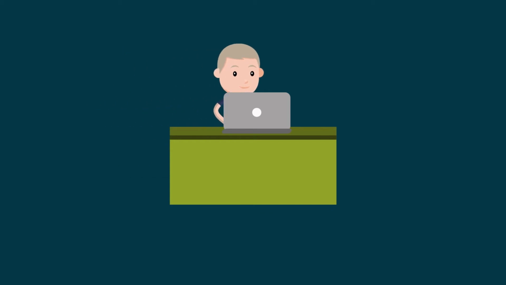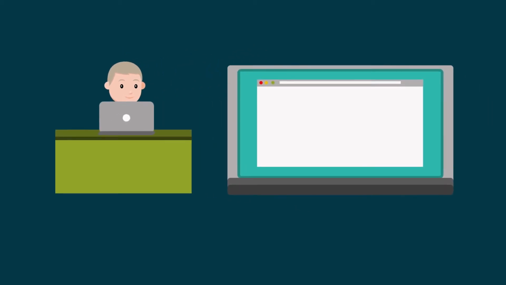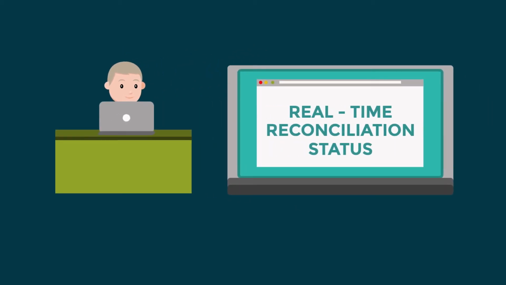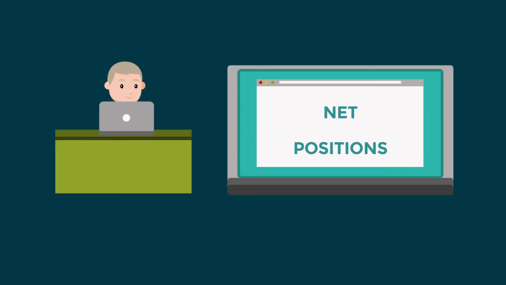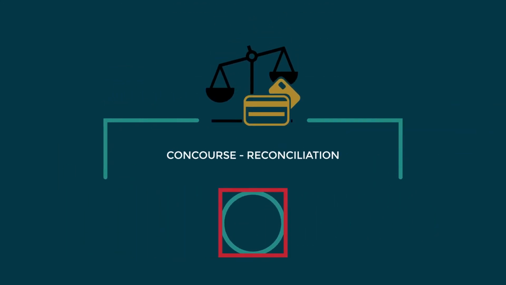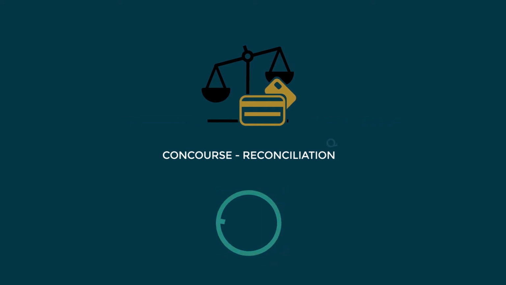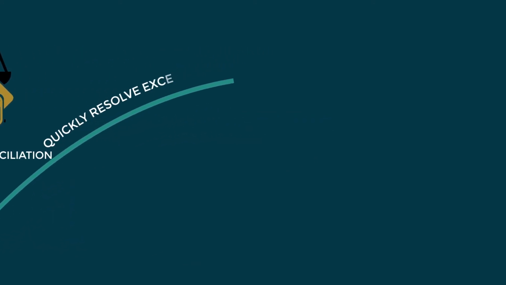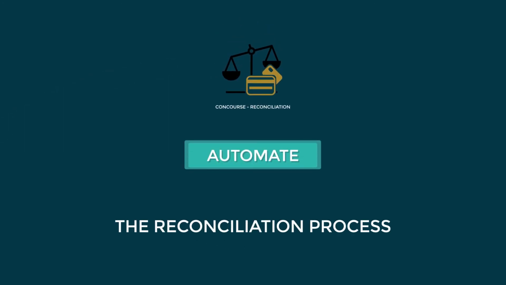Anytime throughout the day, Mark can access the Concourse browser-based viewer and see the real-time status of reconciliation processing, net positions, suspense totals, and data discrepancies. With Concourse Reconciliation, Mark can also see the specific reasons for any discrepancies and quickly resolve exception items. Let's go through a quick example of how Concourse Reconciliation automates the reconciliation process.